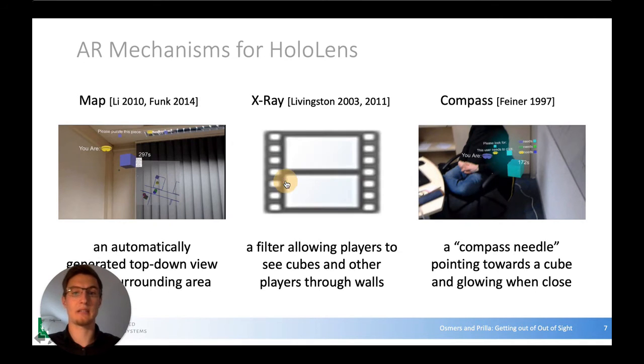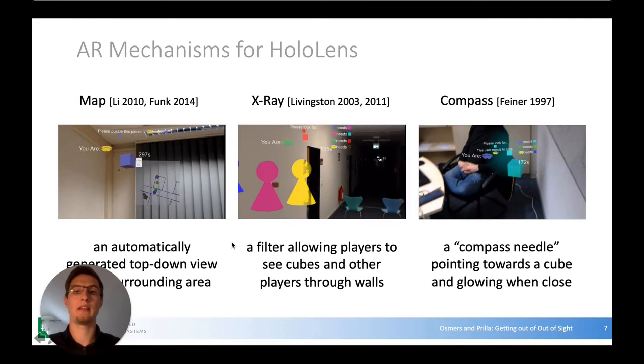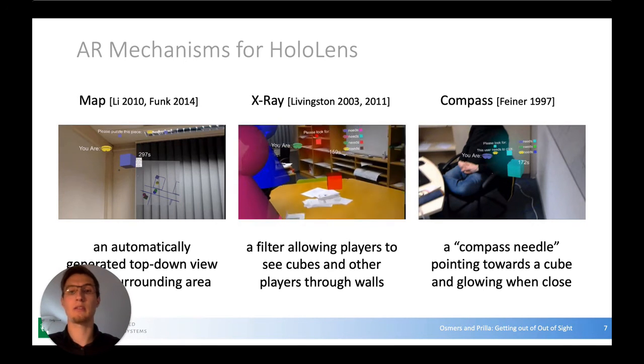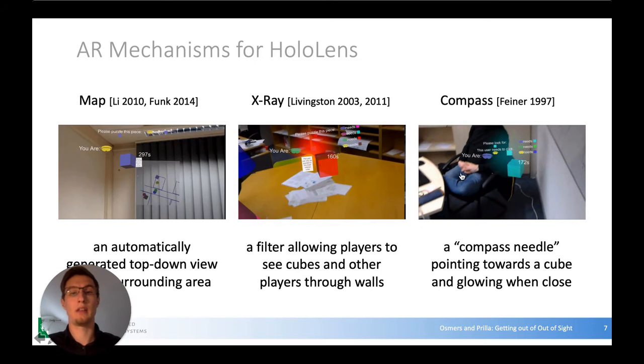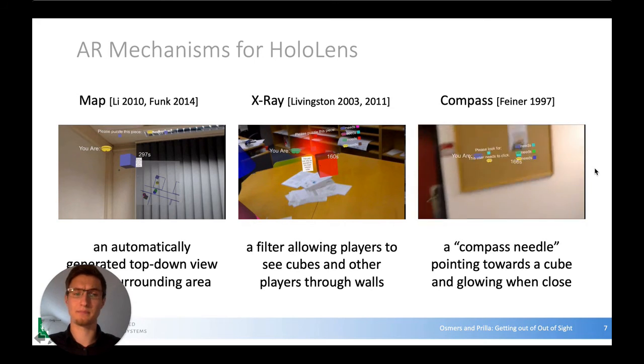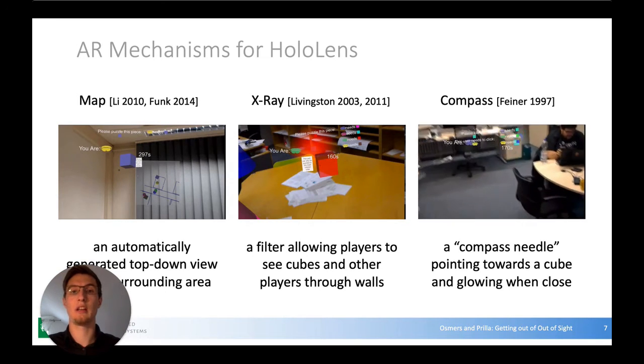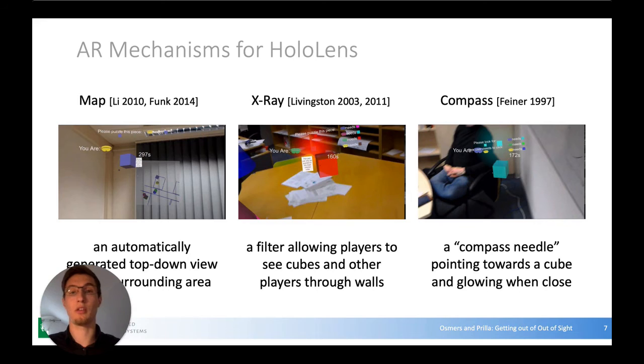X-ray, also discussed by Livingston, is a filter that allows players to see other players as playing pieces or cubes through walls. The compass, which is also implemented by Feiner, is a so-called compass needle that is always pointing in the right direction where the search object or the cube is at. And here you can see the small compass needle. Up here is a small blue square, the same color as the cube. And this compass needle also starts glowing up as soon as the cube is close by to the participant.